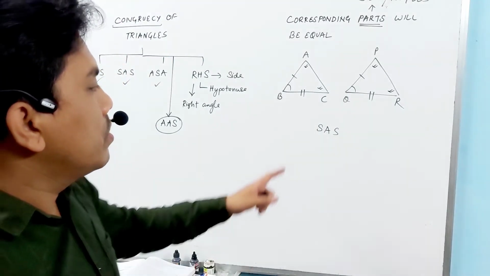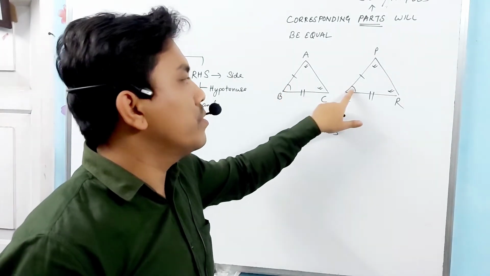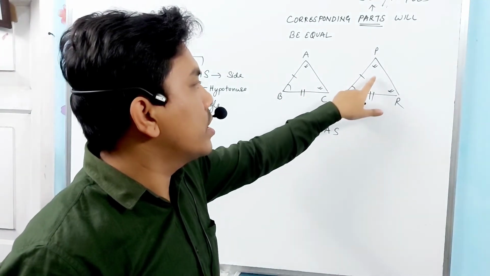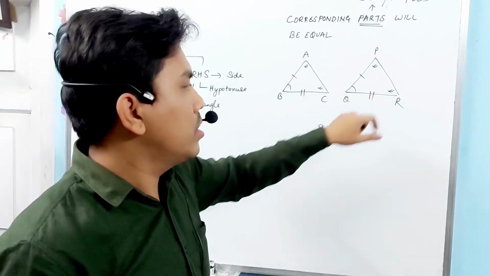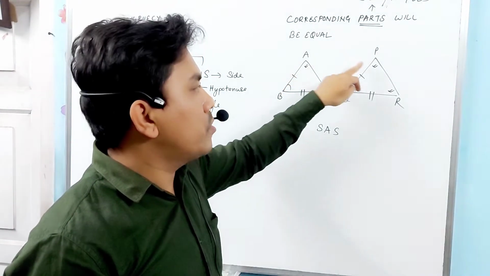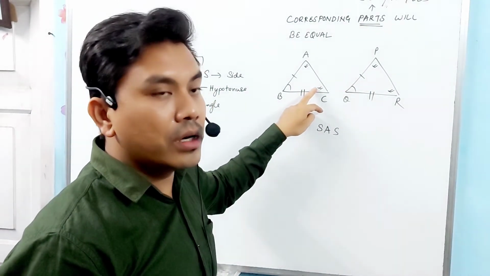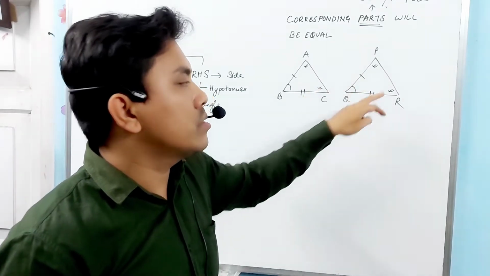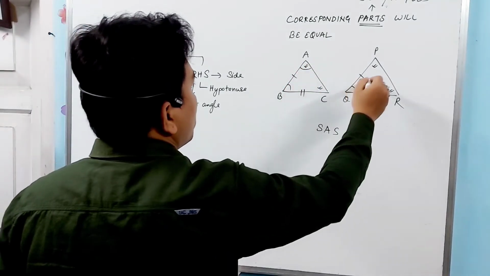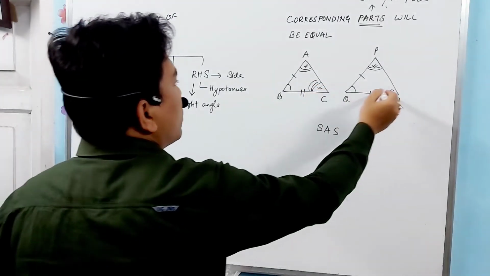Isn't it? In order to prove these two as congruent, we already used these angles. No? Angle B and angle Q we have already used. From this triangle, angle A and angle C are left. From this triangle, angle P and angle R are left. Okay. Now, the angle which is corresponding to angle A from the other triangle is what? P. Similarly, the corresponding angle of C is what? R. These two also will be equal to each other. Okay. So, angle A will be equal to angle P. Okay. Angle C will be equal to angle R.